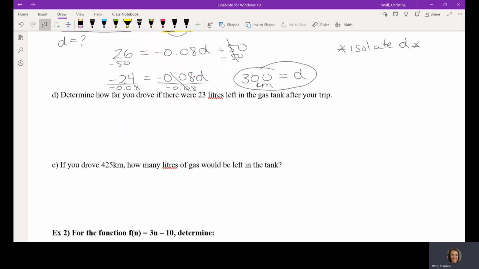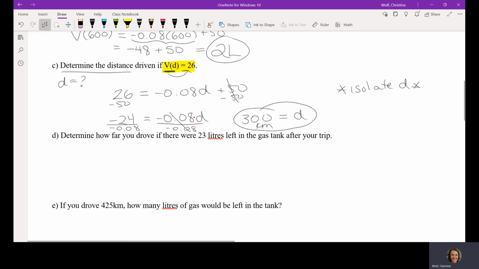Determine how far you drove if there were 23 liters left in the gas tank after your trip. Okay, so let's figure out, what are they asking for? What are they telling us? They are telling us how many liters are left. So they are telling us our volume. And therefore that means we must be looking for distance, right? Because determine how far you drove, that's another way of saying distance.